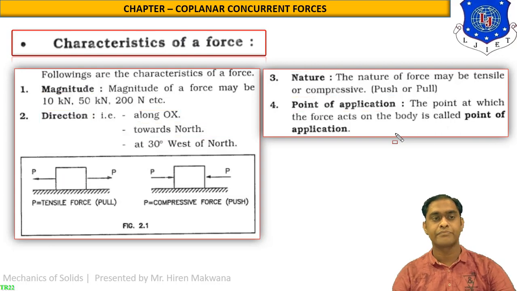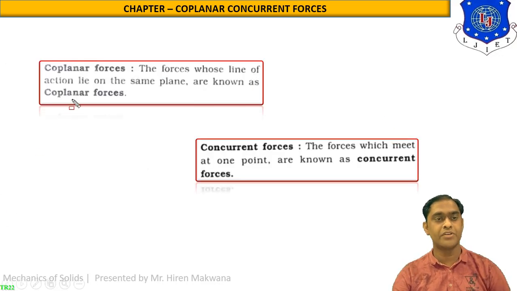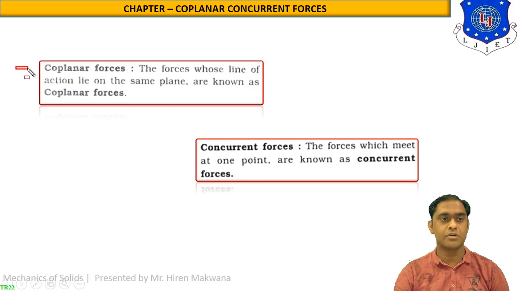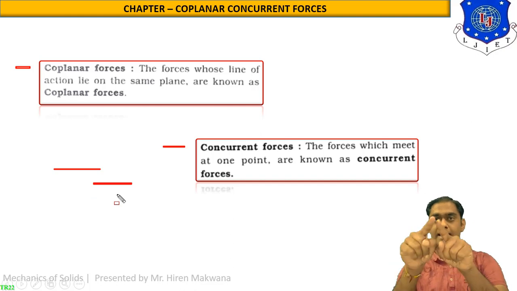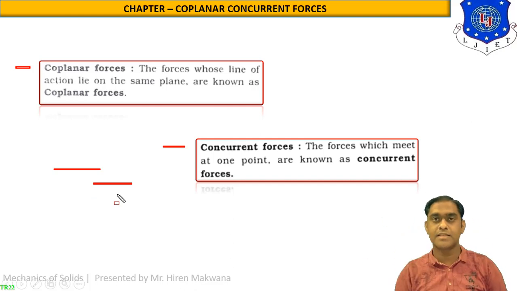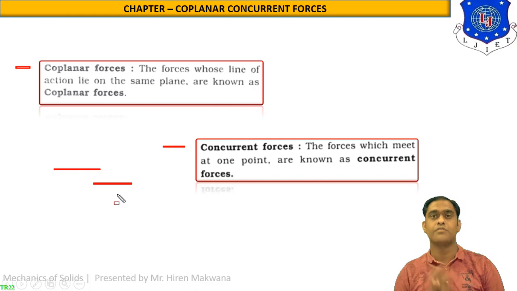Let us go ahead and check two more definitions. First one is coplanar concurrent forces. Now what are coplanar forces, and then what are concurrent forces, which is the name of the chapter. Coplanar forces are forces whose lines of action lie in the same plane. Suppose this is force number 1 and this is force number 2, and both forces lie in the same plane, then this type of forces are known as coplanar forces.